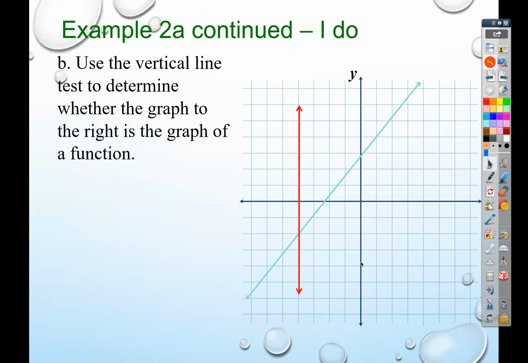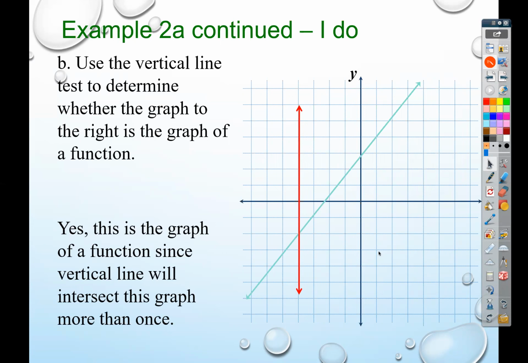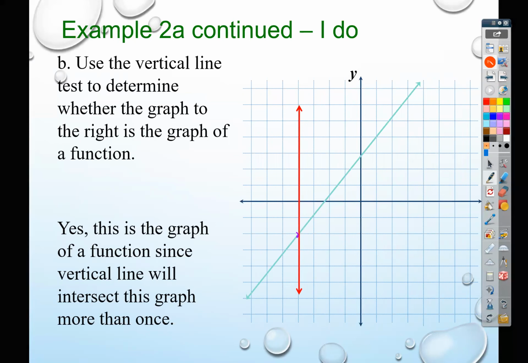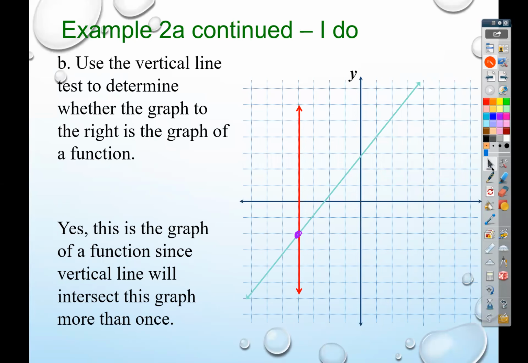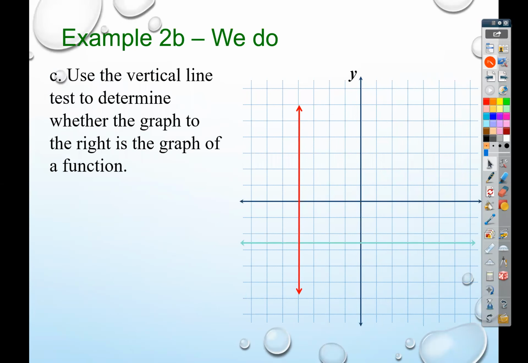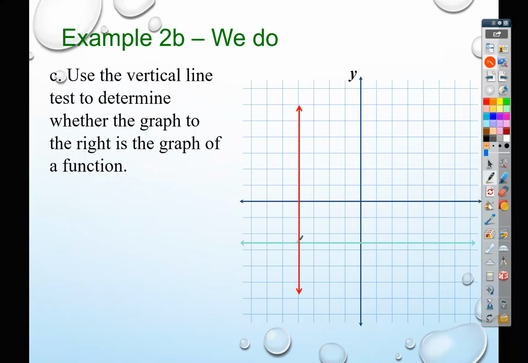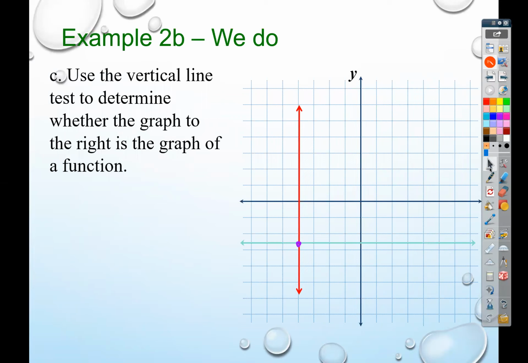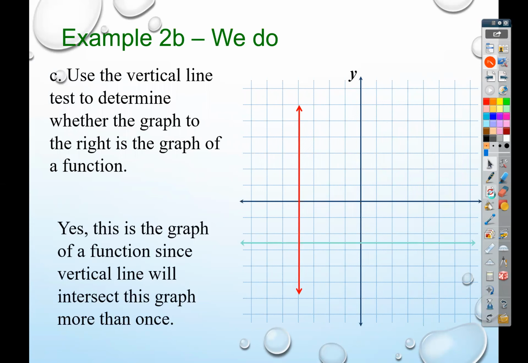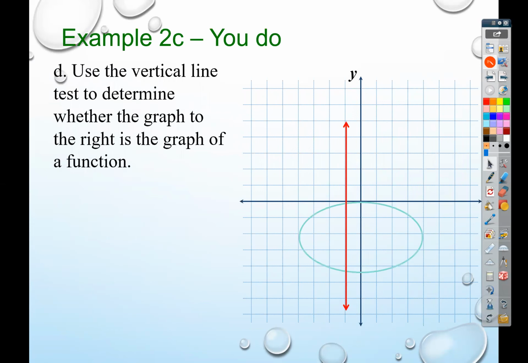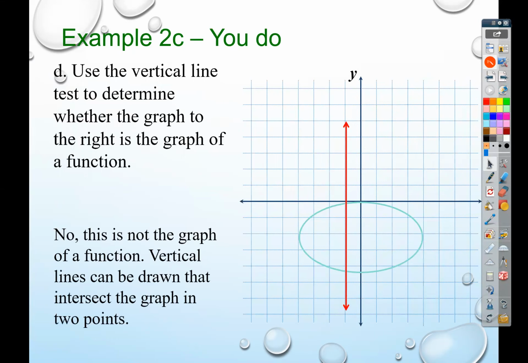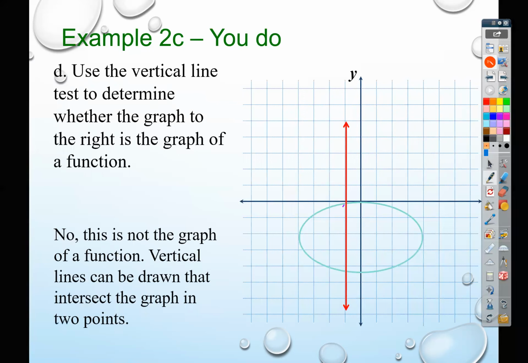So for example, in this one, use the vertical line test to determine whether the graph is a function. Yes, it is a function since the vertical line is only going to intersect this graph at this one point. Number 2, use the vertical line test to determine if it is. Yes, it is because it only intersects right there. Use the vertical line test to determine. You do it. Pause. And it's no because it intersects at 2 places.